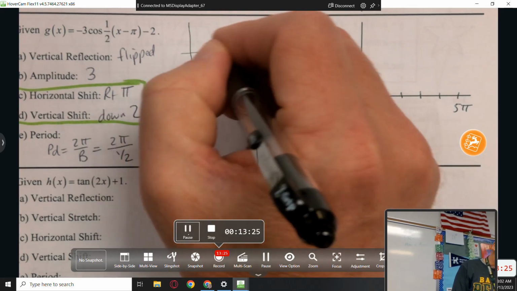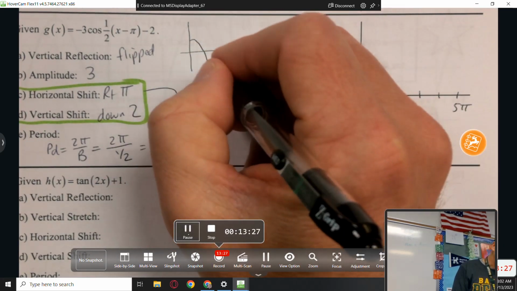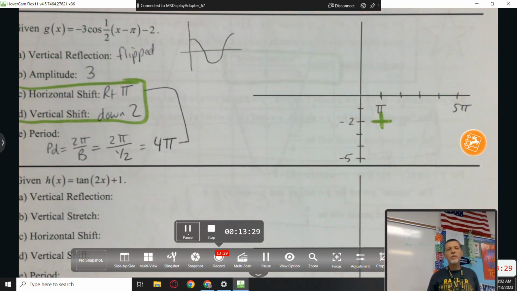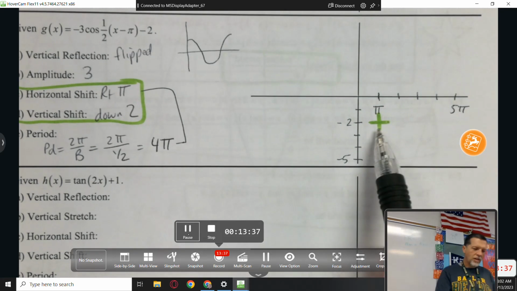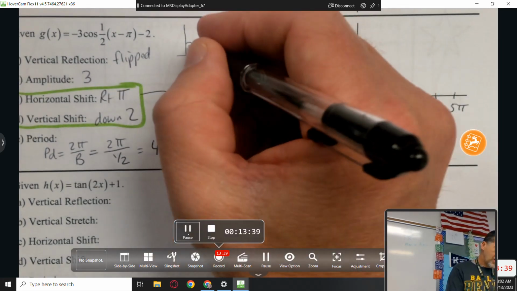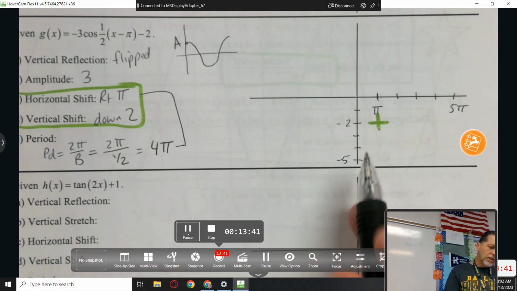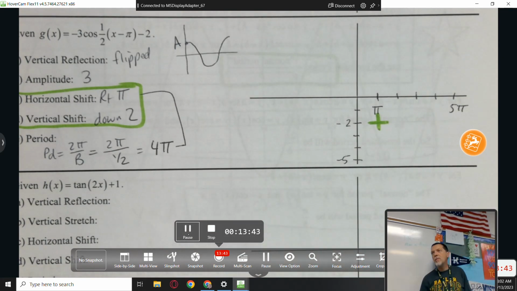Let me do my mini parent function here. Cosine normally looks like that. So my first point on my new graph, after I've done all the things to it, is it going to be a minimum, a maximum, or a 0? Oh, I heard min and max. Why minimum?